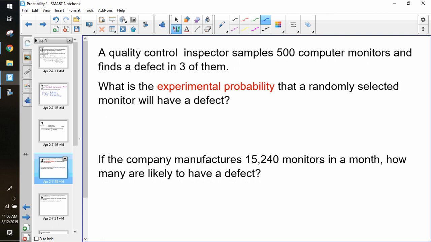So a quality control inspector samples 500 computer monitors and finds defects in 3 of them. We want to find the experimental probability, so the probability based off this observation, that if I randomly selected a monitor, it will have a defect.